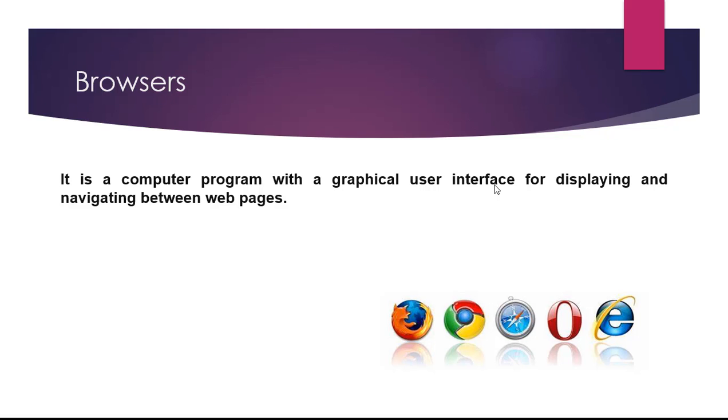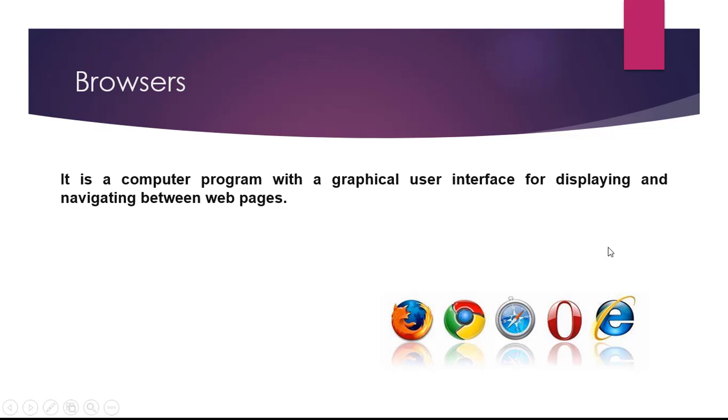A browser is a computer program with a graphical user interface for displaying and navigating between web pages. If you want to search or find any information on the internet, the first software you need is a browser. On your screen, you can see some very popular browsers. Here we have Google Chrome, then Mozilla Firefox. These are the open source web browsers, and then we have Safari, Opera, and Internet Explorer.